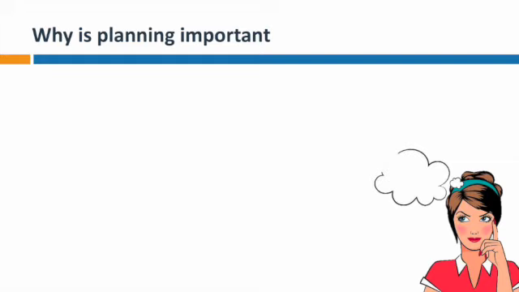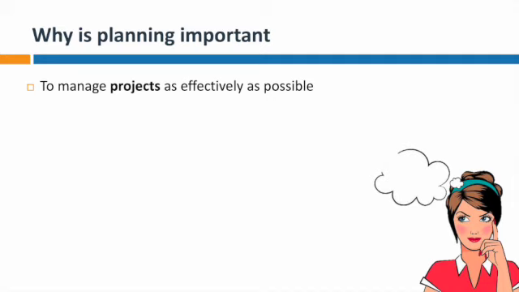Yeah, so talking or thinking about objectives, business objectives, when we have that, why might we want to plan how we're going to achieve them? Planning is important so that we can manage our projects as effectively as possible, so that we can achieve those business objectives as efficiently as possible.